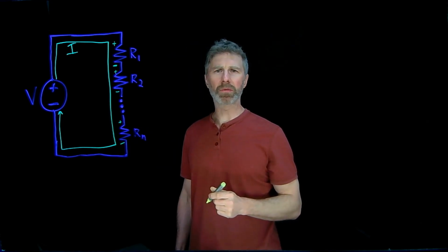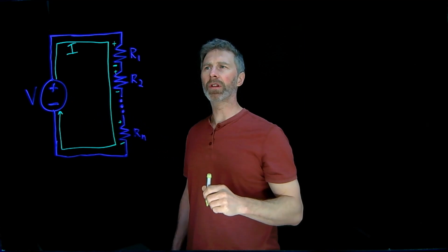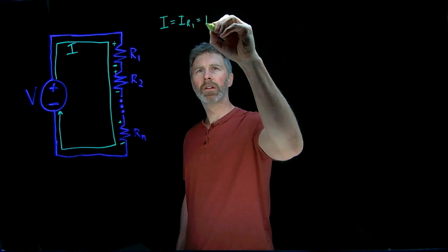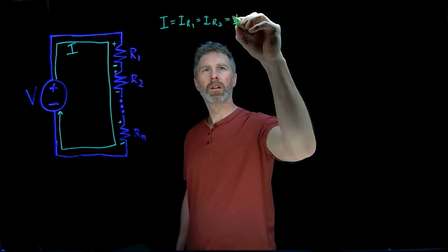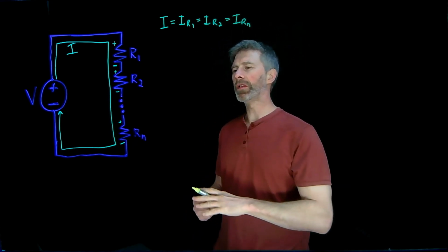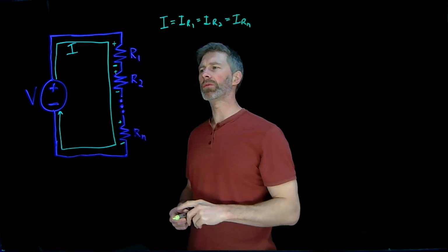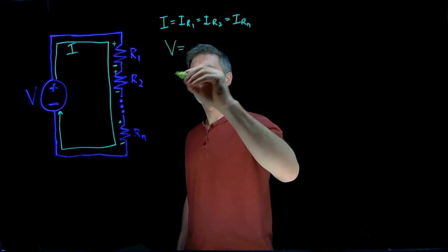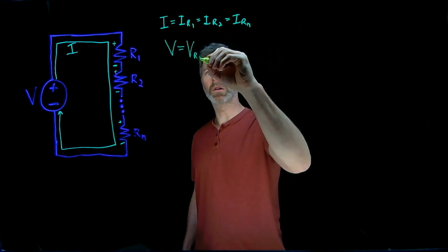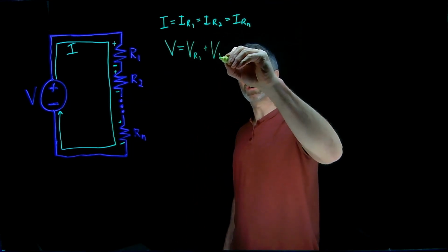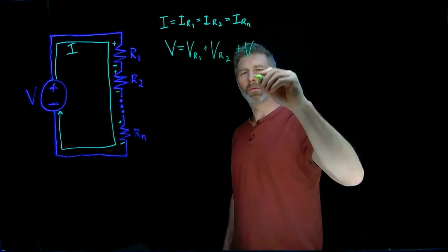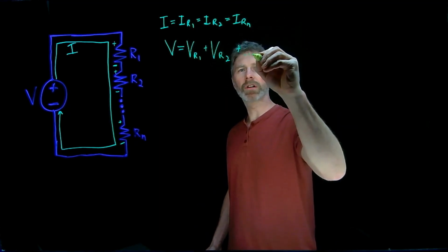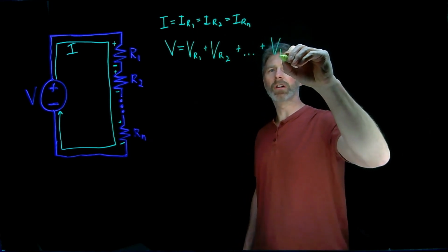We also know that the current through each one of the resistors is going to be equal, and also equal to the current from the source. So that I is equal to IR1 and IR2 and IRn. We also know that the sum of the voltages across each one of these resistors will add up to the voltage source. So the voltage from the source is equal to the voltage across R1 plus the voltage across R2 plus all of the other voltages in between R2 and Rn, plus the voltage across Rn.